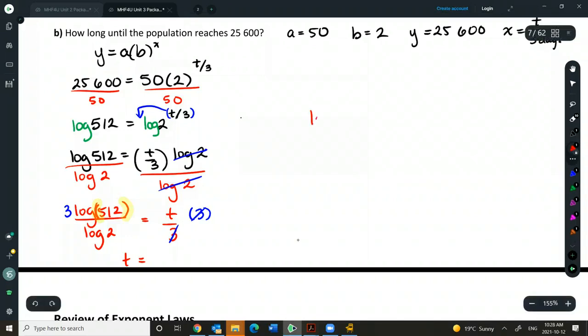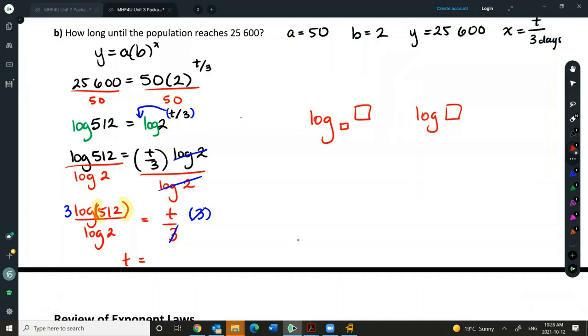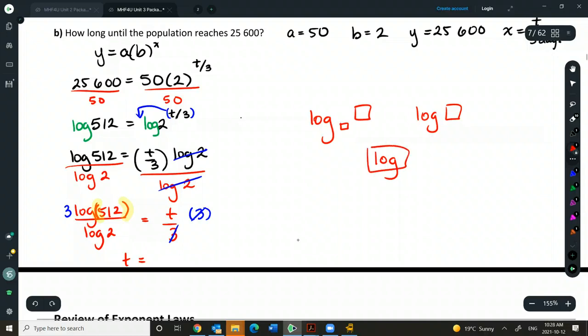Okay, some of you have this button on your calculator. We don't want to use this button. We want to just find the regular log button on the calculator. Some of you just have a regular log button that looks like this. This would be the button that you're looking for.